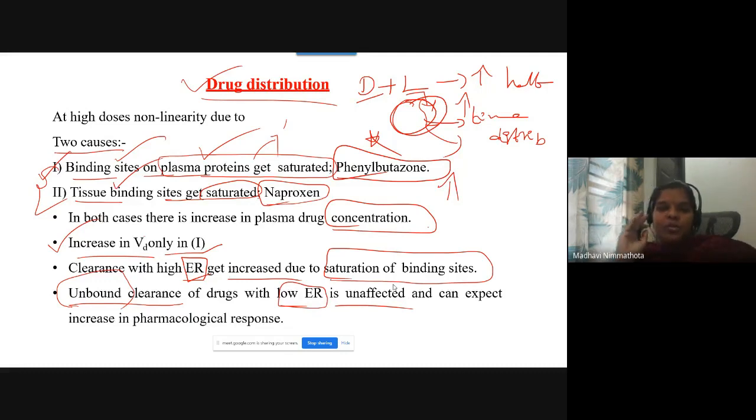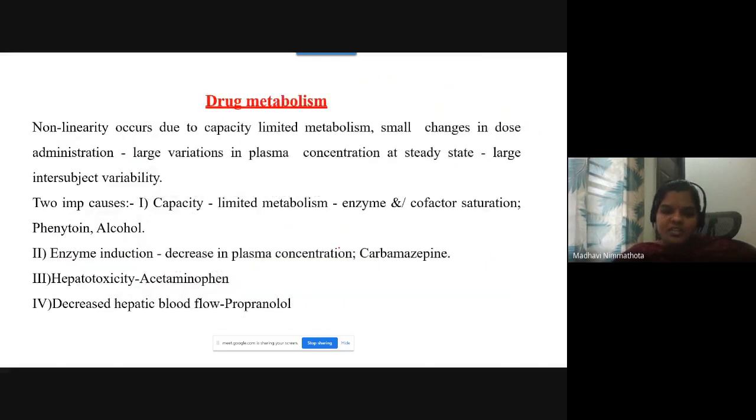Here you need to remember only the binding sites on plasma proteins and the tissue binding sites. Because of the saturation occurring in these binding sites, there is a chance to increase the plasma drug concentration. Then the clearance with high ER gets increased due to the saturation. So the free or unbound drugs, clearance of drugs with low ER will not be affected by this non-linearity. Okay, this is about drug distribution.